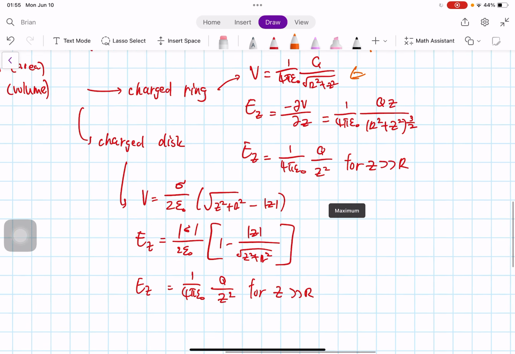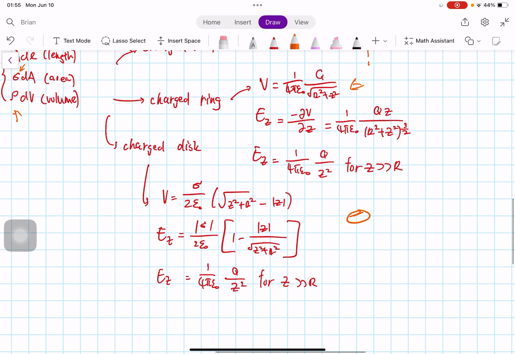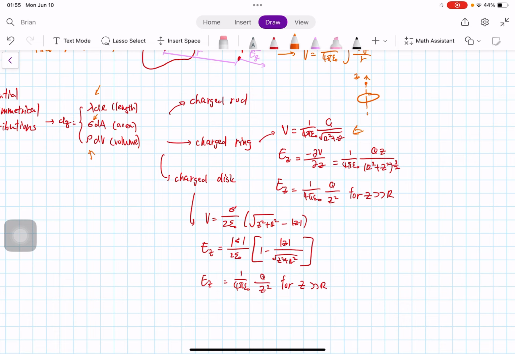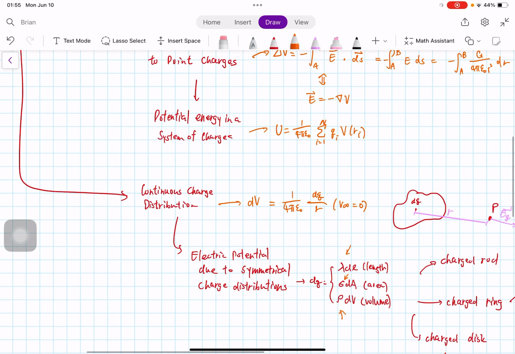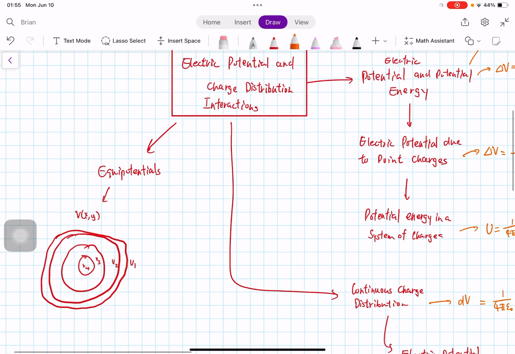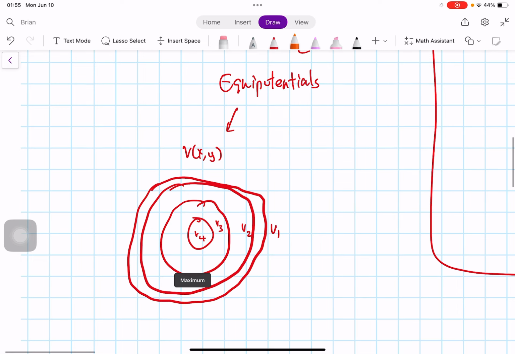This time we're talking about, so this is the disk, and we're again talking about Z axis. So any point P here, if we have the Z coordinate and if we have the radius of the disk, then we can find the potential energy and the electric field. So that's pretty much about continuous charge distribution. Then we can move forward to the equipotential maps.